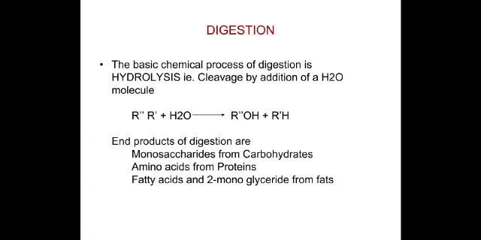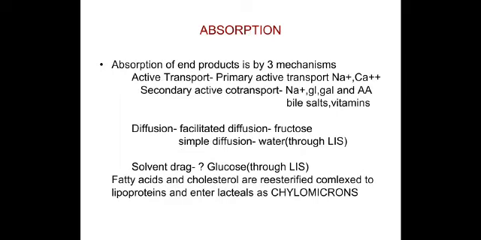Digestion. The major steps in the GIT are ingestion, digestion, absorption, and egestion. So we have come to the second part, that is digestion, the basic chemical process of which is hydrolysis, or cleaving by addition of a water molecule. The end products of digestion I already discussed: glucose from carbohydrates, amino acids from proteins, and fatty acids and 2-monoglyceride from fats.